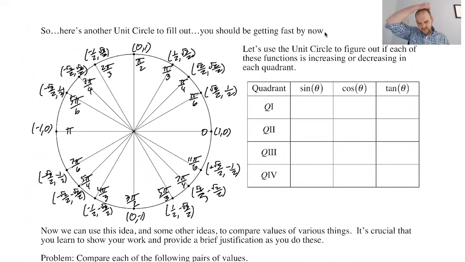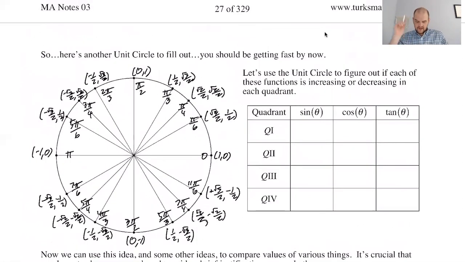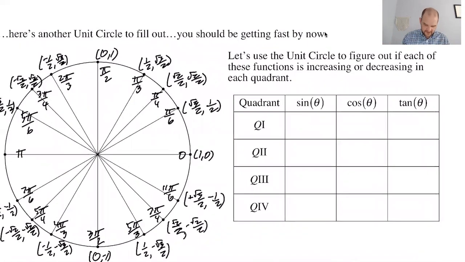So using the unit circle figure, use the unit circle to figure out if each of these functions is increasing or decreasing in each quadrant. I guarantee you that within each quadrant, the function is either increasing or decreasing. So that's a thing you need to know. Let's take a look at sine, for example. Sine is the y value. It starts at 0 on the quadrantal, then it goes up to 1/2, up, up, up. It goes up all the way through. So that must mean increasing.